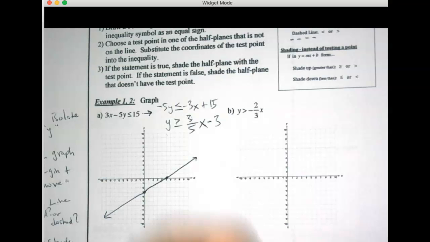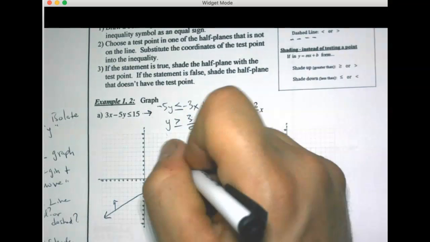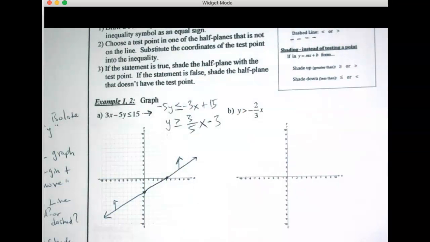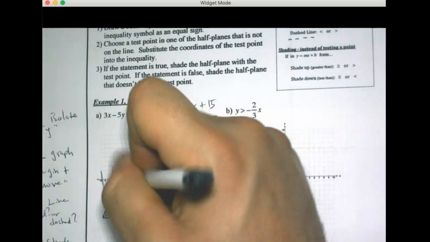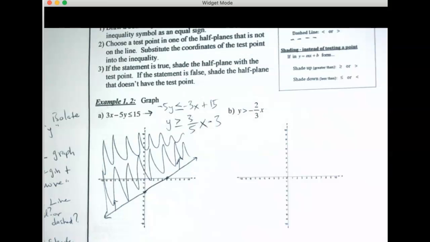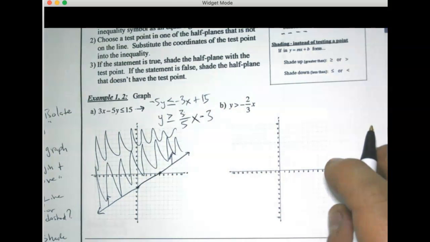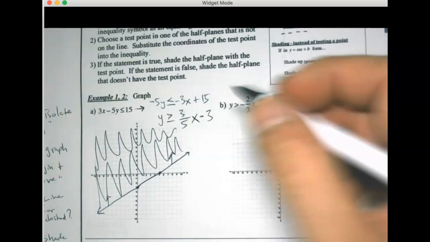line. So I'm shading, I like to use arrows for this. I'm shading above the line. Really the arrows I more so use on the systems down here. I'm going to shade everything above this line because it says greater than, and then you'll see how the arrows actually help in the systems.